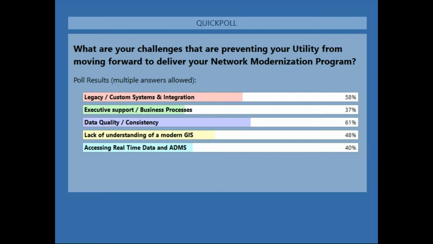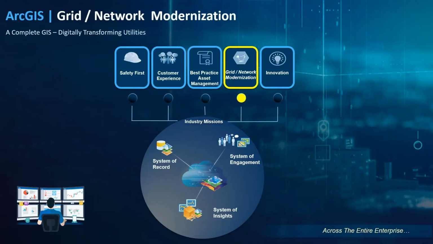Executive support is something that all utilities need to work for. We need to change our business processes, right? We need to align better with what our modern strategies are going to be. But I think the key one here is a lack of understanding of what a modern GIS is, and then how do we bring all this real-time data and ADMS together? That's where we really need to start looking at how we can message and help people understand the capability of a modern GIS. So with that, let's move on and start the conversation about what a modern GIS is, and how we apply this to our grid or network modernization.